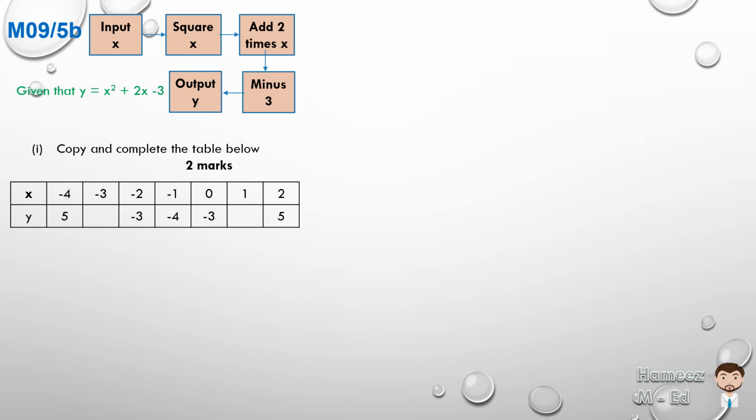And they've given us all the y values except for 2 of them. So we need to solve those 2 values. When x is minus 3, what's the y value? And when x is 1, what's the y value?